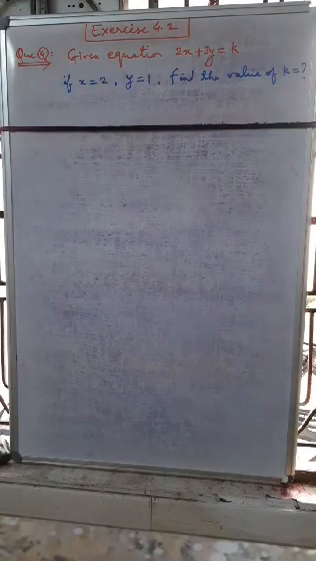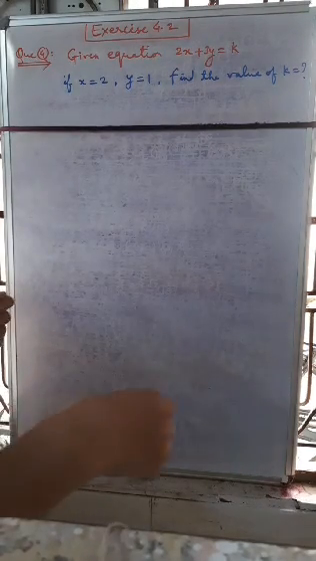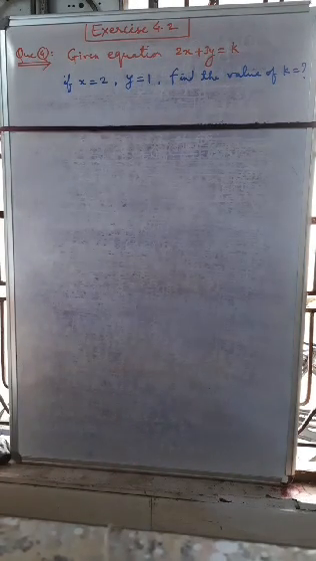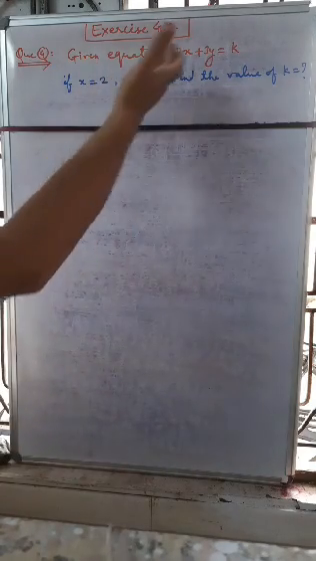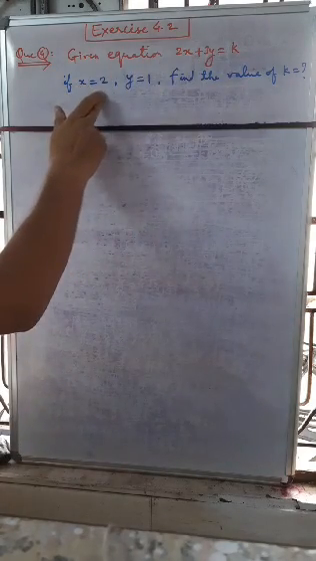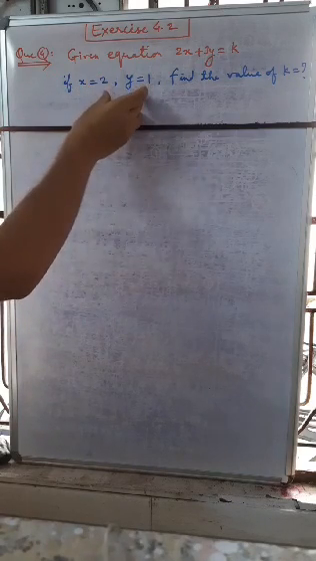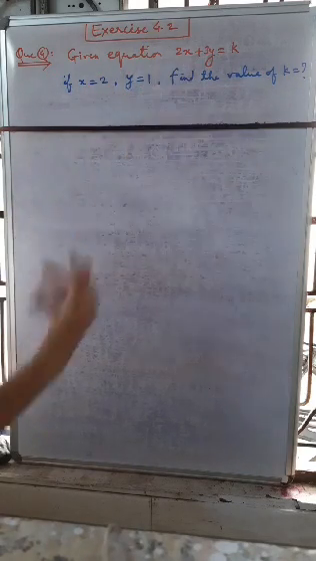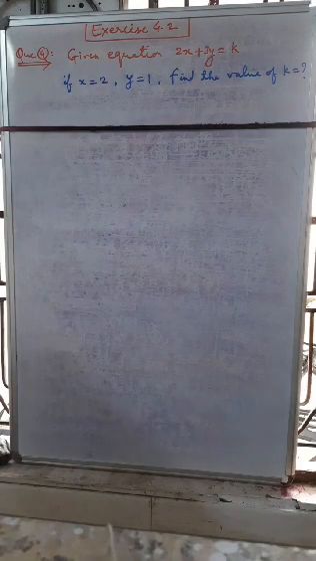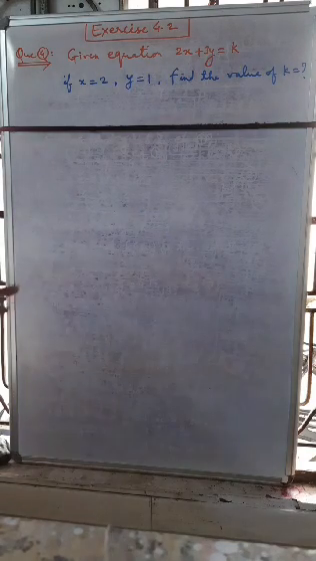One more question. The given equation is 2x plus 3y is equal to k, and the solution of this equation is given in the problem. If x is equal to 2 and y is equal to 1, then find out the value of k. Very easy question. So how to solve this question? You can solve it like this.